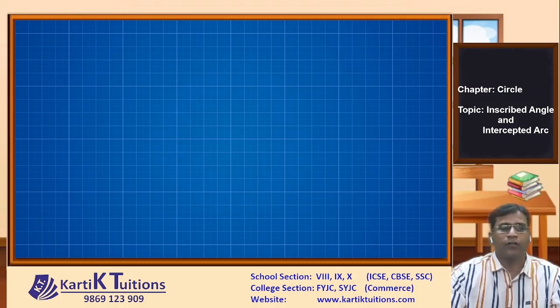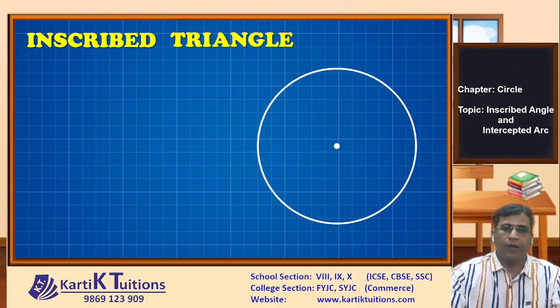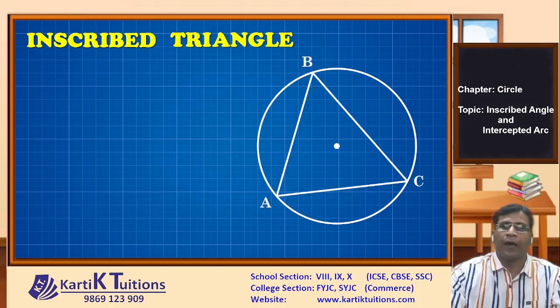Now first, we'll just talk about inscribed triangle. I hope you have heard this word. Basically, we have a circle where all the three vertices of a triangle are lying on it. Hence, it is termed as inscribed triangle. Now, from this word, we are going to understand the concept of inscribed angle.